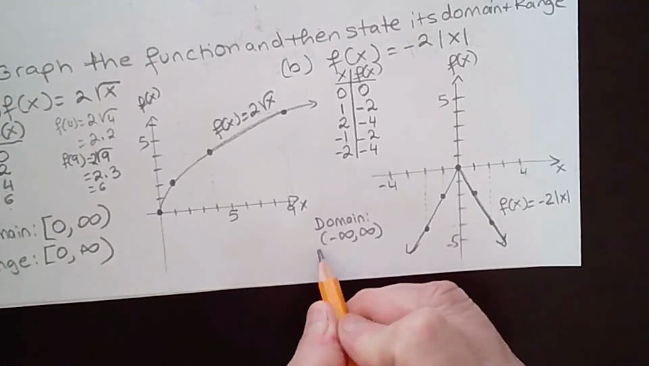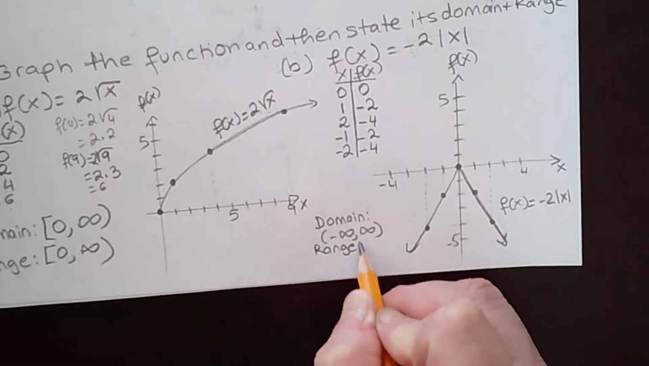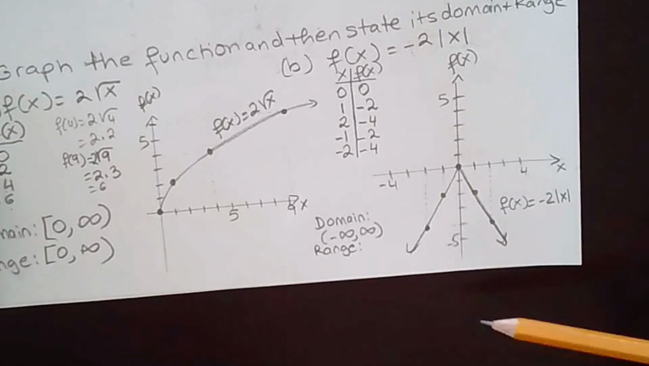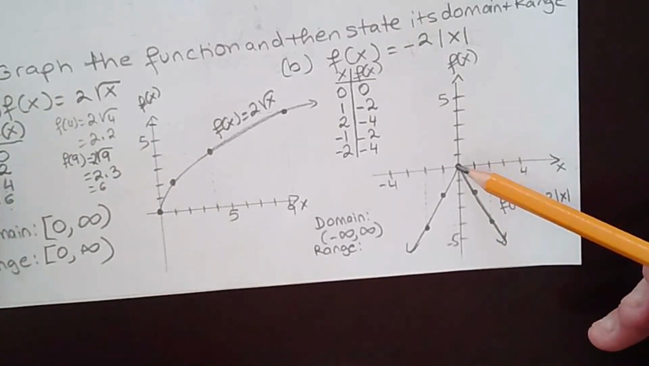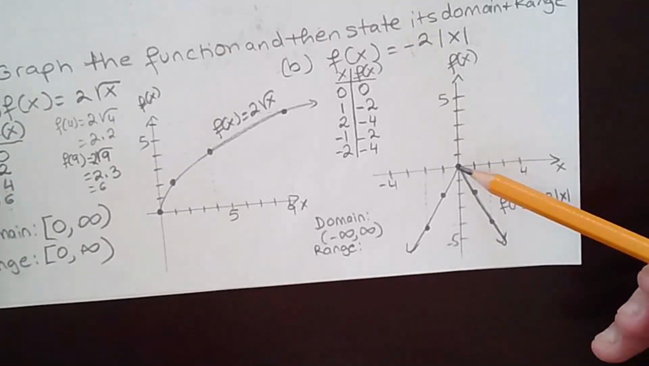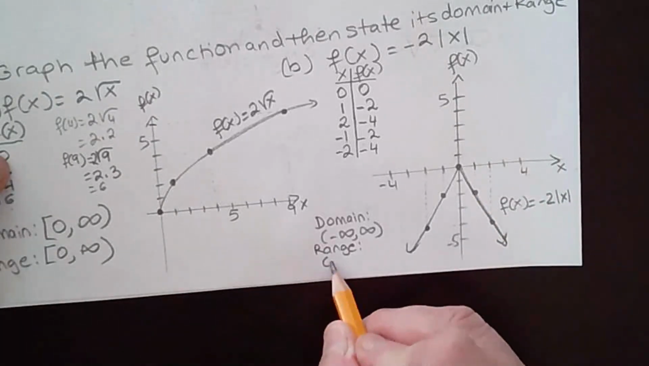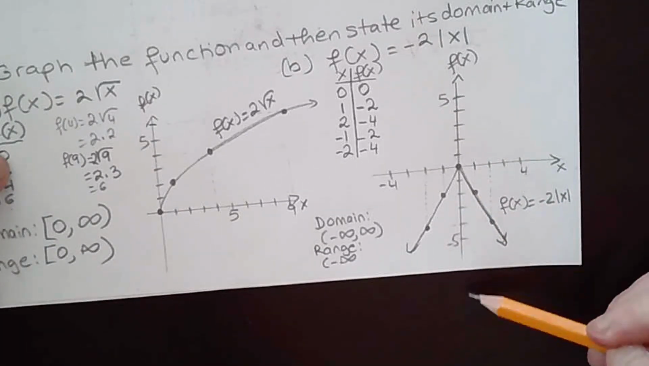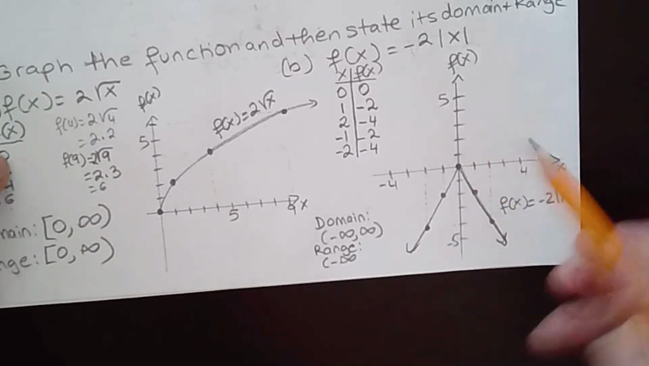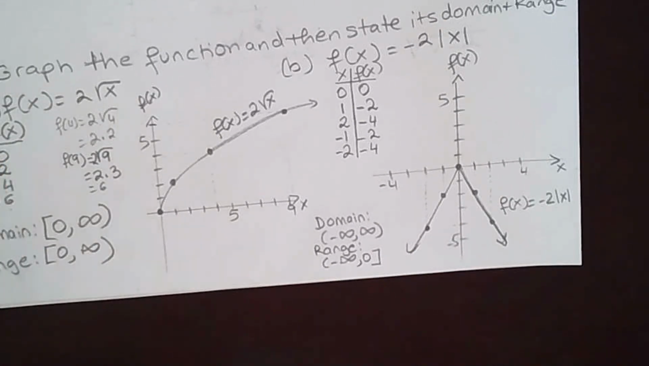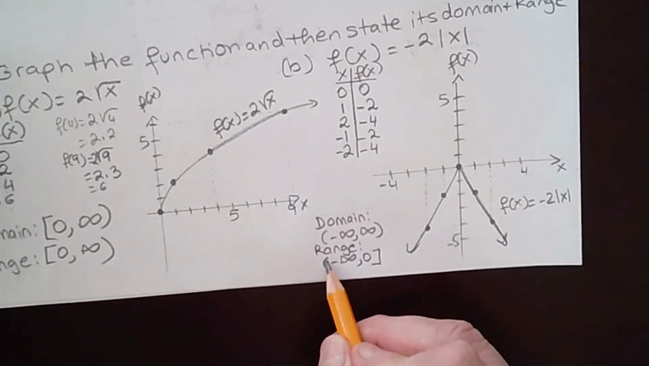However, the range is different. The range is the set of all values that f can take. Well, if you notice from the graph, the largest value that f can take is 0. Right? That's the largest value. So the range is anything that's negative, from negative infinity all the way to 0. 0 is the largest value that the function f can take. So that's the domain and the range.